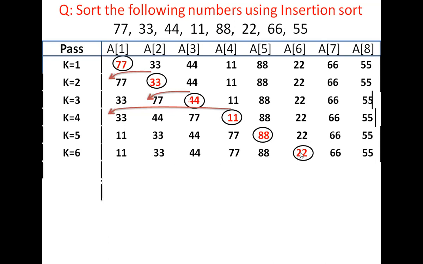Now go on identifying its position. Okay, so compare 22 with the previous elements. 22 less than 88? Yes, we can go to the previous element. 22 less than 77? Yes, then go to the previous element. 22 less than 44? Yes, then go to the previous element. 22 less than 33? Yes, then go to the previous element. 22 less than 11? No, false.